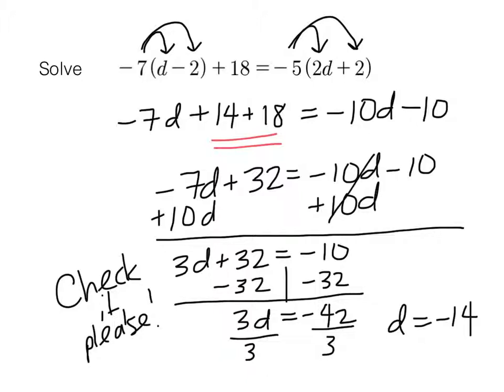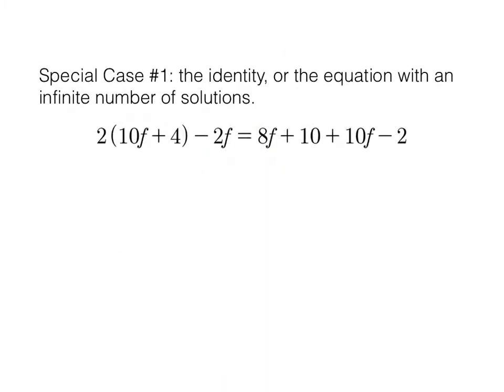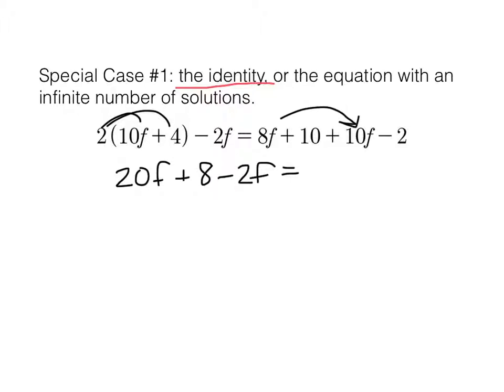Last 2 are the special cases. Let's look. Special case is called an identity. It gives us an infinite number of solutions. So let's go ahead and do the math here. Distribute 20f plus 8 minus 2f equals, I'm going to combine like terms here, 18f plus 8. And here, 18f plus 8.